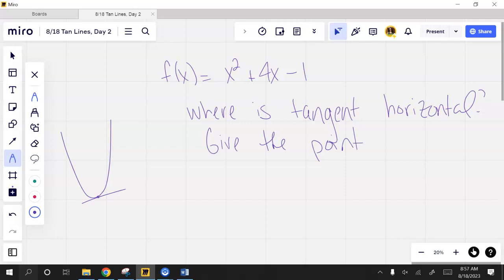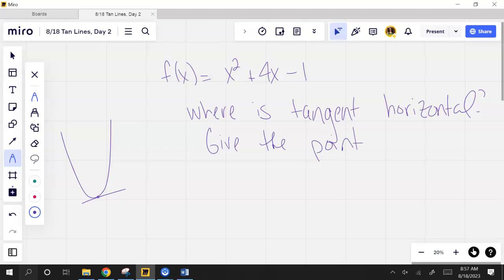Okay, let's say that you don't know what the graph looks like. You do, but let's say you didn't, and you need to prove it algebraically. Find where, that's what I wanted you to do. This is a typical question on the AP exam.